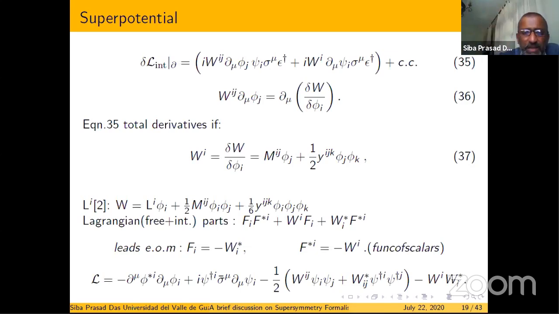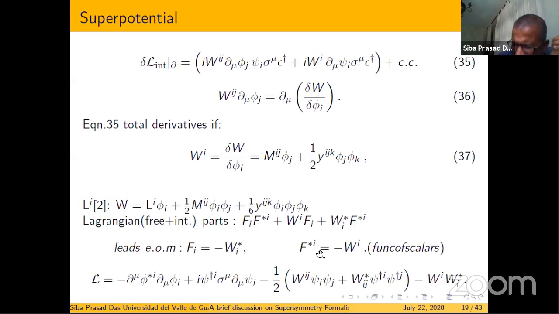Then the Lagrangian is the free plus interaction part. Now you have F_i star, which is the auxiliary field, and W_i F_i, the auxiliary field with the first derivative of the superpotential and the corresponding term. Now you take the equation of motion for the auxiliary field, and you get that equation: F_i is equal to minus W_i star and F_i star is equal to minus W_i.